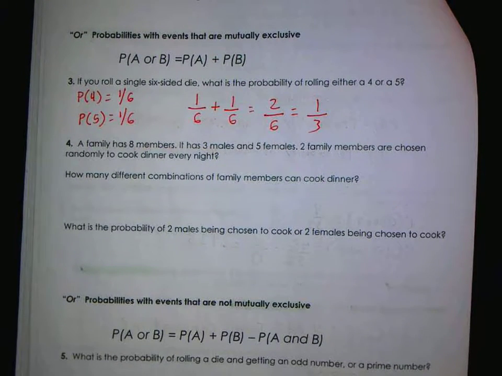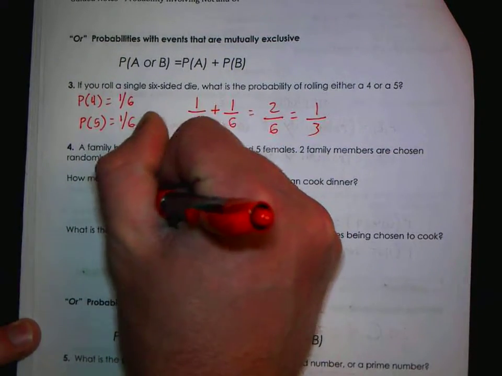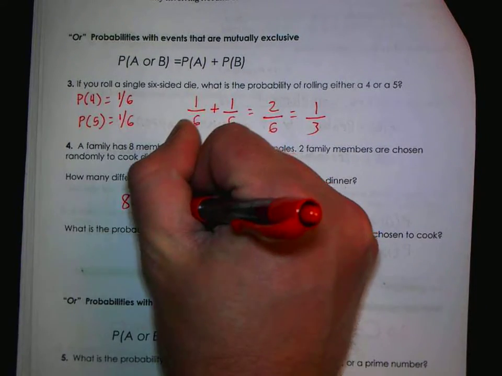A family has 8 members. And in that family, 3 are males, 5 are females. And 2 of those family people are randomly chosen to cook dinner every night. How many different combinations of family members can cook dinner? Does the order matter? No. You get to cook dinner. How many total people are in this family? 8. And how many get to cook dinner? 2.